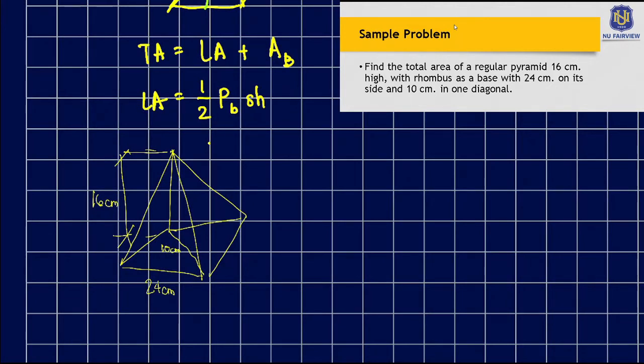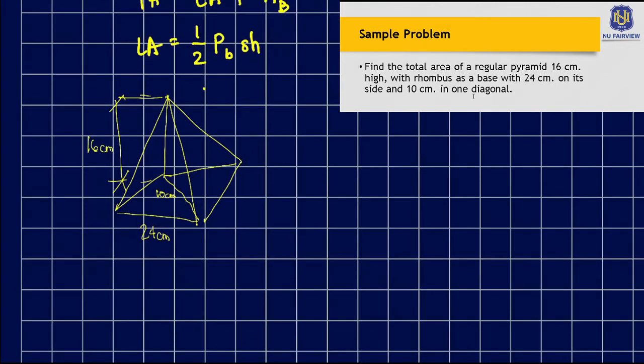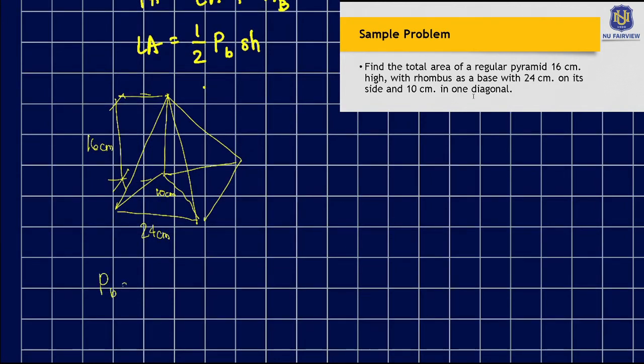So, paano natin kukunin yung perimeter ng inyong base? Kung maaalala nyo yung formula to solve for the perimeter, so perimeter ng base natin, it's a rhombus, meaning regular pyramid siya. So, 4 times 24 centimeter lang. So, the perimeter of the base is equal to 96 centimeter.